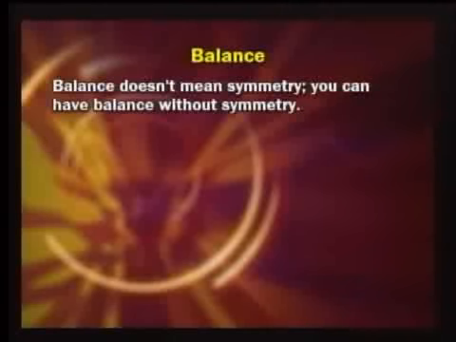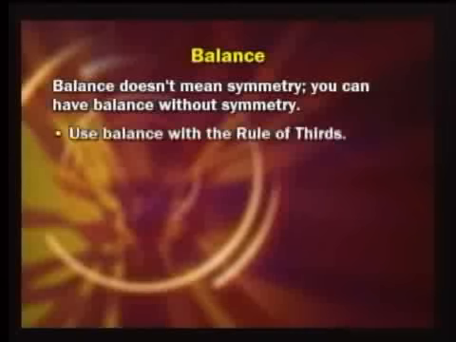You can have balance in a photograph without symmetry. What I mean by that is, if you have a picture that has a large object on one side, you probably want to have something on the other side, but it doesn't have to be another large object. You just want something that equates the balance a little in the photograph. If you follow the rule of thirds when you're taking pictures, that automatically conveys at least some sort of balance if you're including objects in the picture on the third lines.